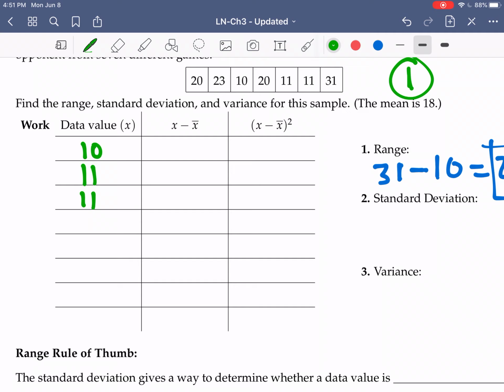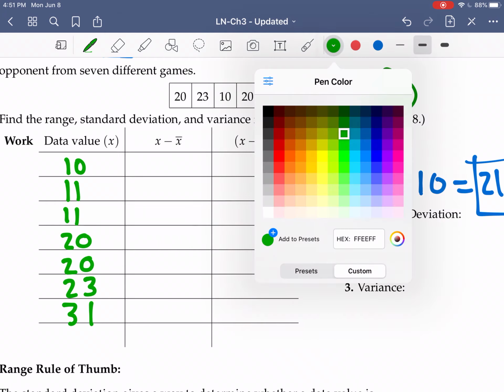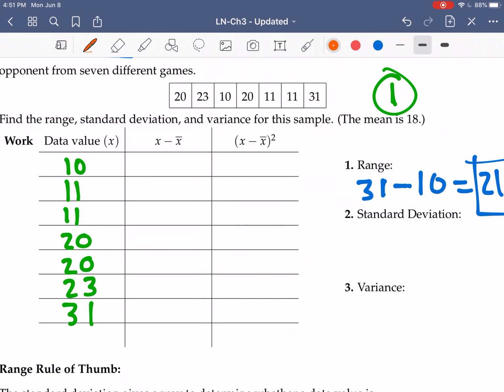So 10, 11, 11, 20, 20, 23, and 31. So I'll write that in a column. Next, I'm going to subtract the mean. I'm going to subtract 18 from each of these data values, from the 10, from the 11, and each of those.